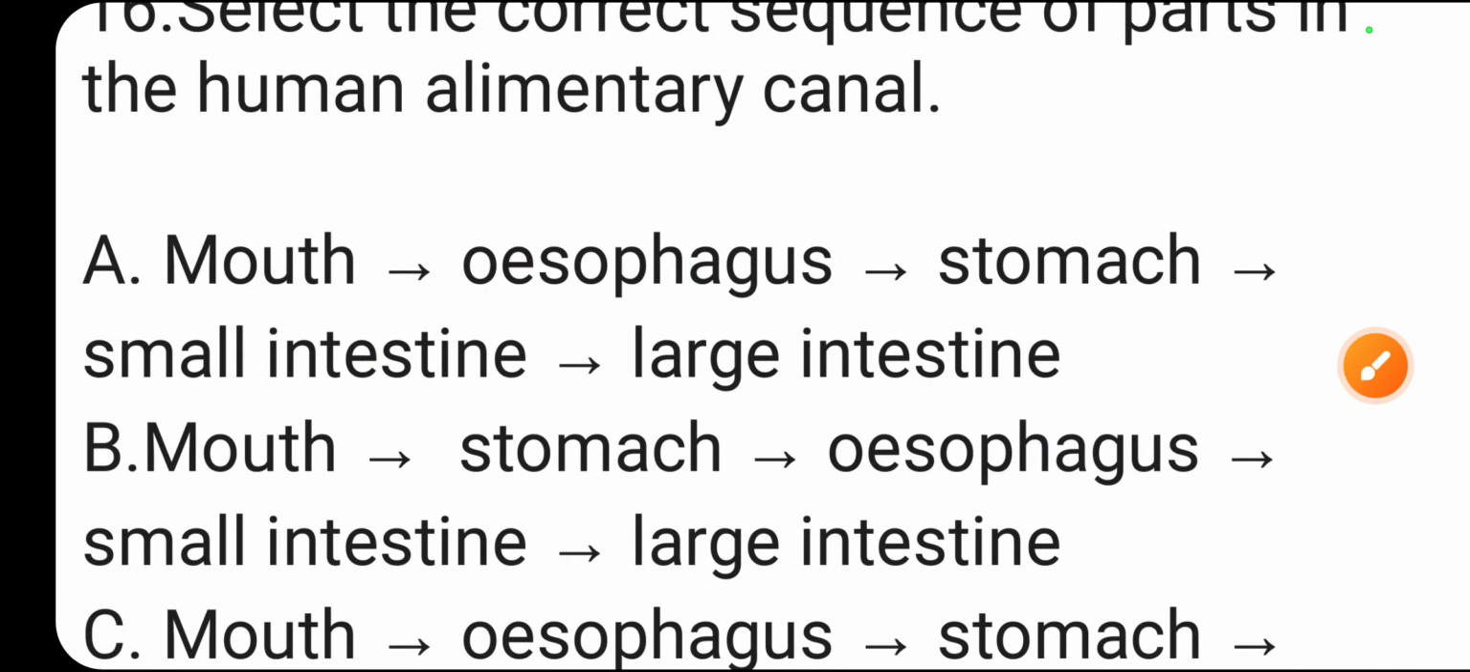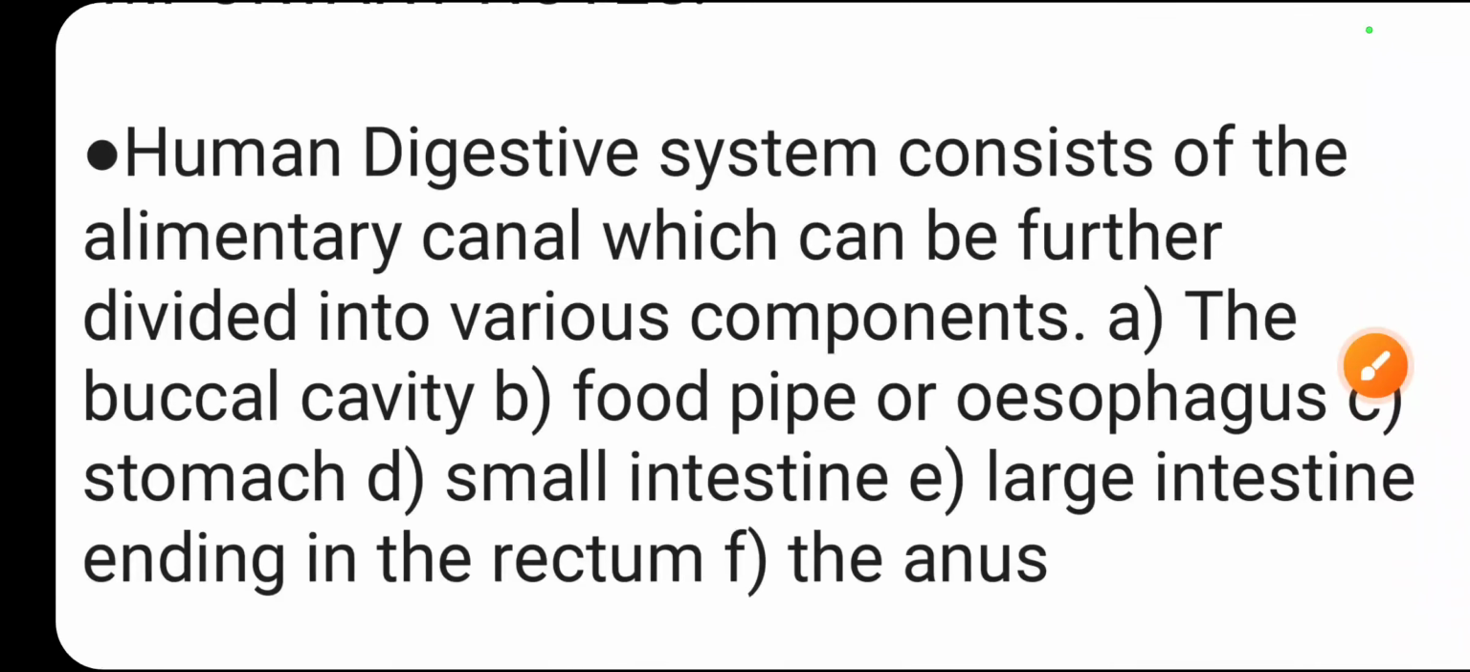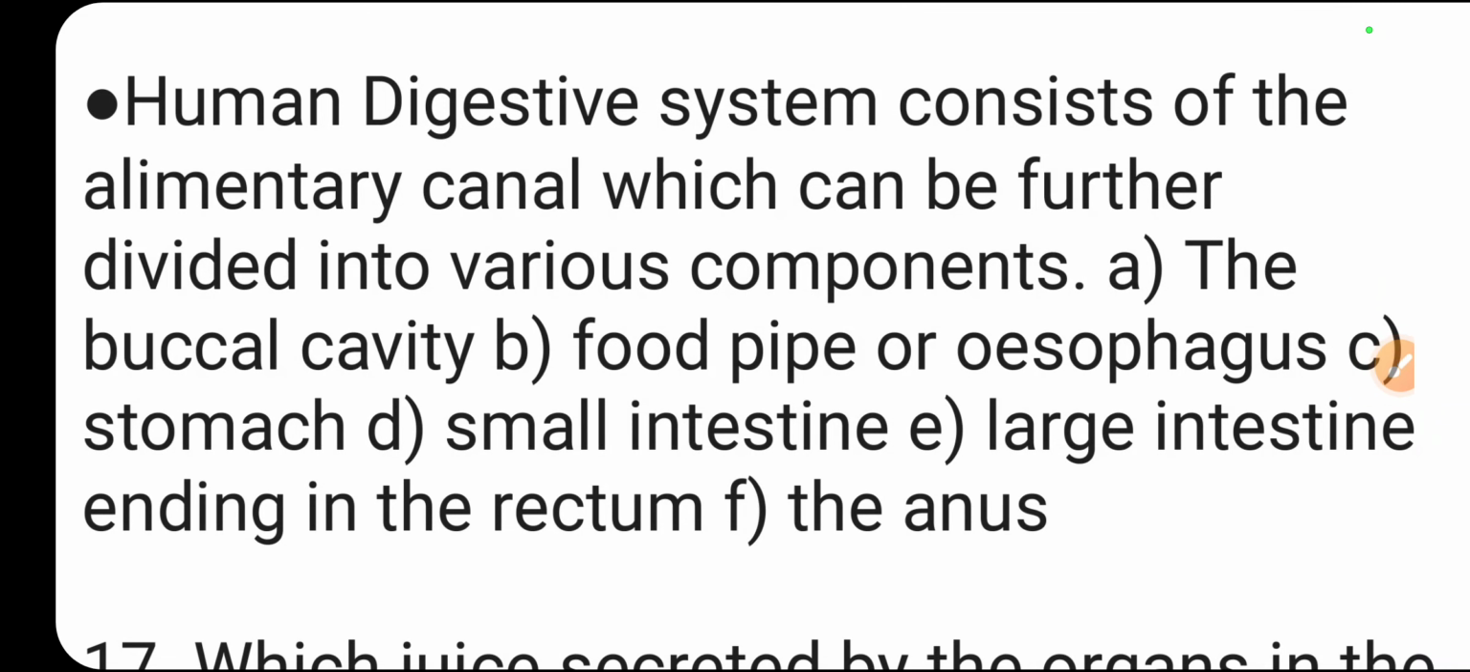Okay. So next question. The notes are there, the same thing has been written here: the digestive system consists of the alimentary canal, which is further divided into buccal cavity, food pipe or esophagus, stomach, small intestine, large intestine, which ends into the rectum and the anus.